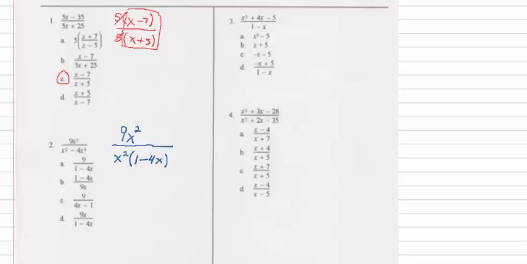Now I can cross cancel. So at the top of my fraction, all I have left is 9. At the bottom, I have 1 minus 4x. And I look for my answer choices, and I see if I have that, and it looks to me like it's letter A.